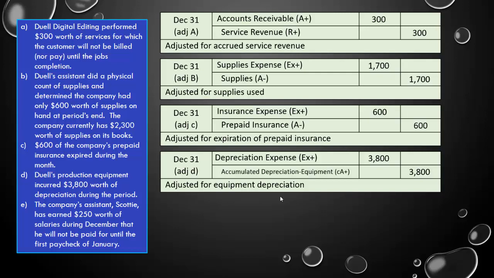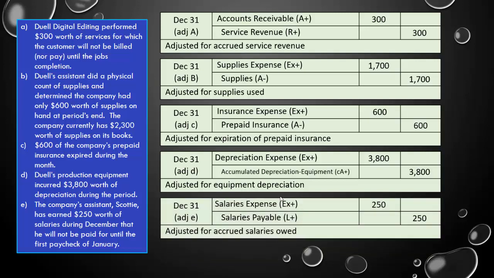And then lastly, our assistant Scotty has earned $250 worth of salaries during December that he will not be paid for until the first paycheck of January. So he worked a little bit before this period ended, but he won't be paid for those days until the next period. Well, the amount he earned during this period has to go on our books, that $250. So we get to record that much expense during the period.